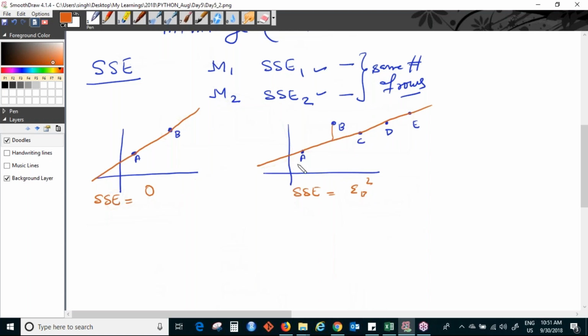Now which model is better? If I ask you the same question again, which model is better? What will you say? Is 1 better or is 2 better? Bharti says 2 is better. What about others? Harsh says 1 is better.